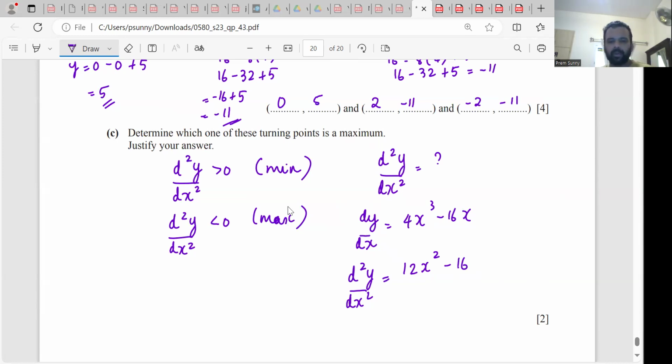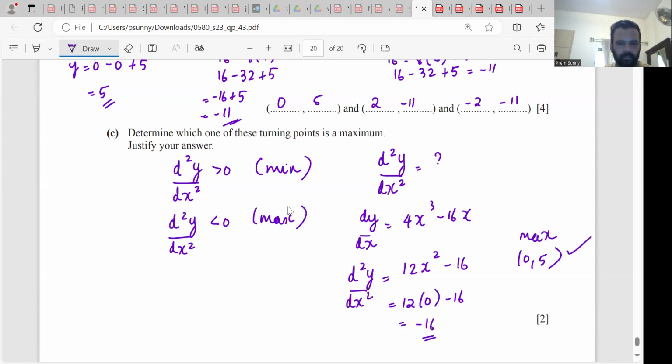Now take each point and see when x is 0, 5. When x is 0, 5, just substitute x with 0 here. 12 into 0 square is 0 minus 16. So this is minus 16. So d square y by dx square, I'm getting a negative value. D square y by dx square, if it is a negative value, this is a maximum. So 0, 5 is a maximum point.